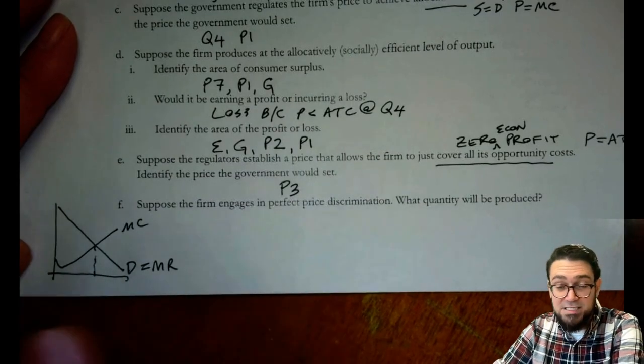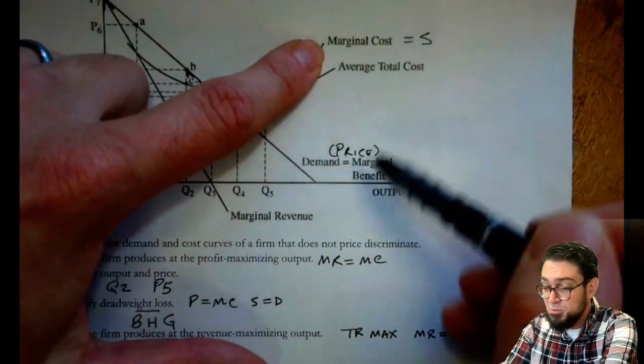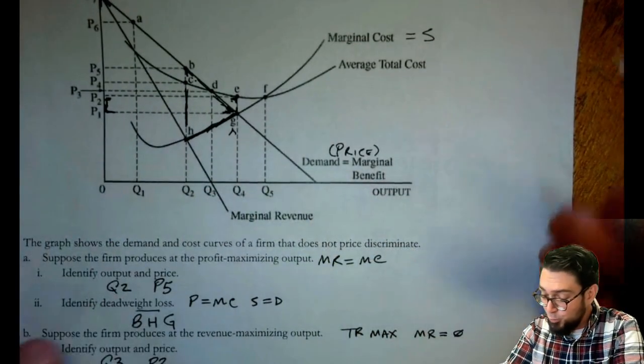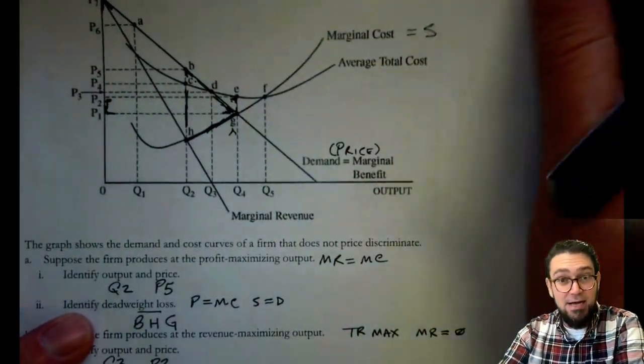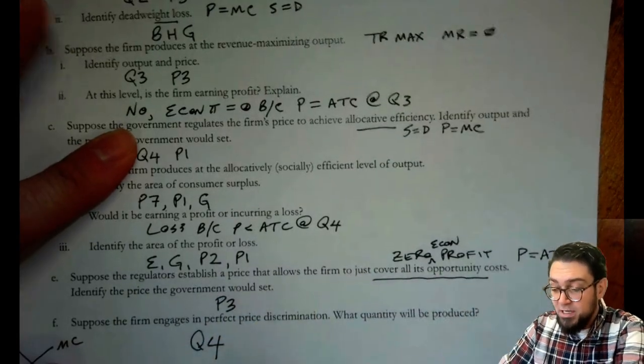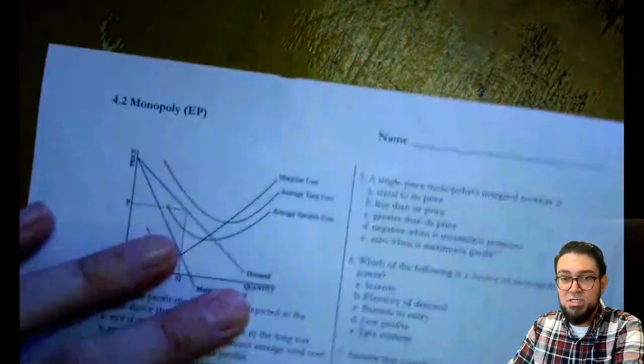That's what's cool about price discrimination, cool from the perspective of social welfare, is that we will produce where marginal cost equals demand. That occurs at point G or Q4, and that is the socially optimal level of output, as we already established. So we're going to say Q4, and that would actually eliminate the deadweight loss. So let's take a look at some of these multiple choice questions on the back.